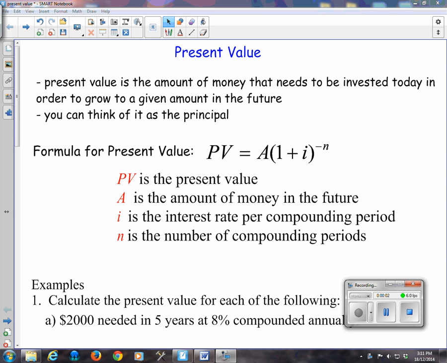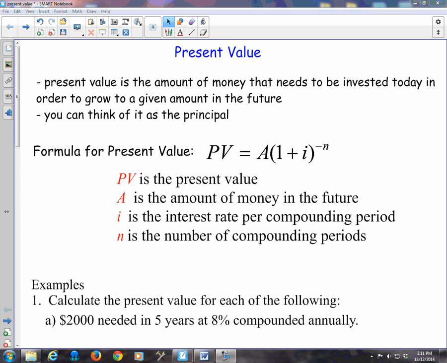Unit 5, Lesson 4, Present Value. So we've looked at the accumulated amount of an investment with compound interest. Present value is the amount of money that needs to be invested today in order to grow to a given amount in the future. You can think of it as the principal.